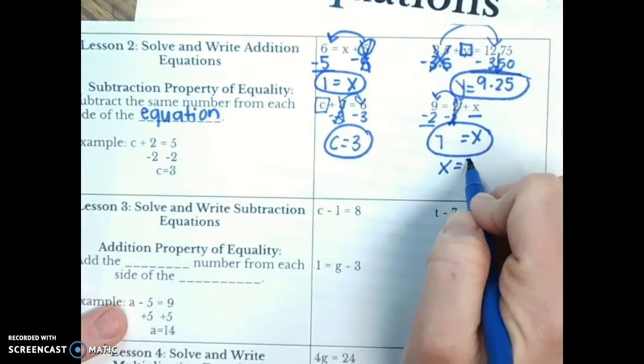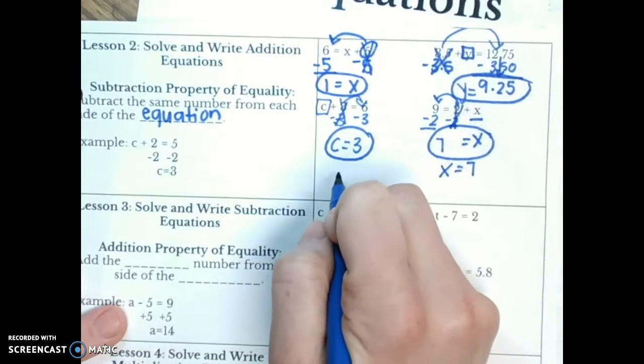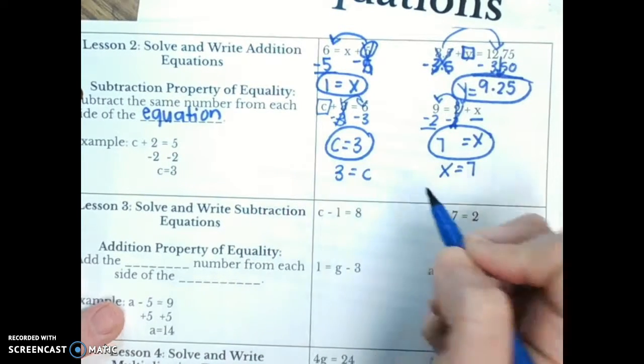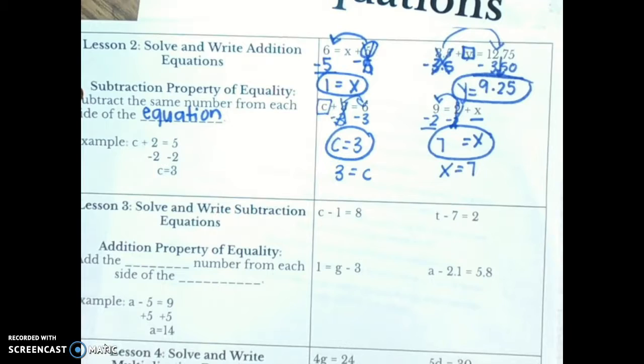Now as you're writing them, you can go either way with it. This could still be an x equals 7. Over here, this could be 3 equals c. They do mean the same thing.